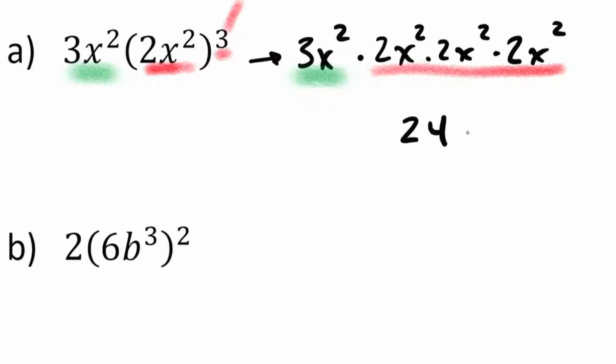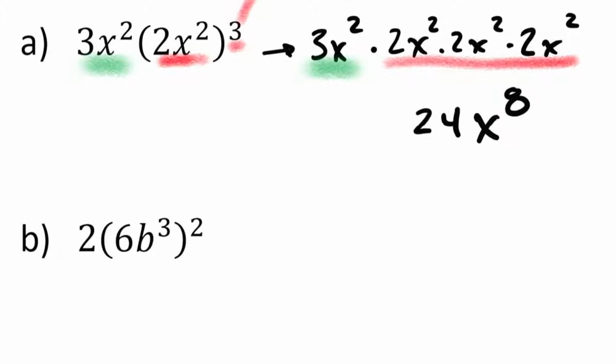24. And then how many factors of x do I have? Well, I've got 1, 2, 3, 4, 5, 6, 7, 8. So my answer is 24 times x to the 8th power. Let's look at the next part.